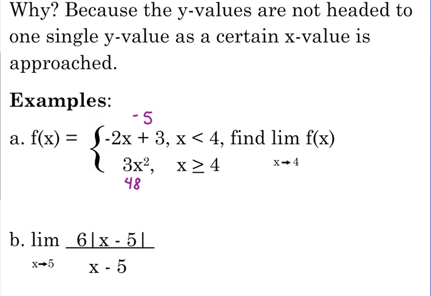So that means the left side is approaching that y value of negative 5. The right side is way up here at 48. So as we're getting closer and closer to 4, we're headed to 2 different y values. So that's why this limit does not exist. DNE is what we write for does not exist.